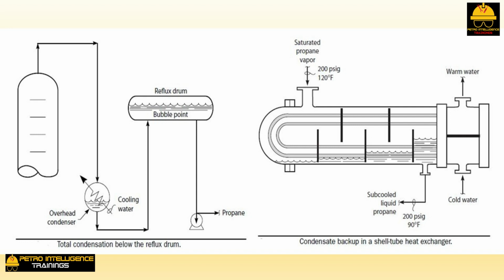As the inlet dew point temperature is 120 degrees Fahrenheit, the outlet bubble point temperature should be 120 degrees Fahrenheit. But, as can be seen in the picture, the outlet shell side liquid temperature is 90 degrees Fahrenheit, not 120 degrees Fahrenheit. Why?